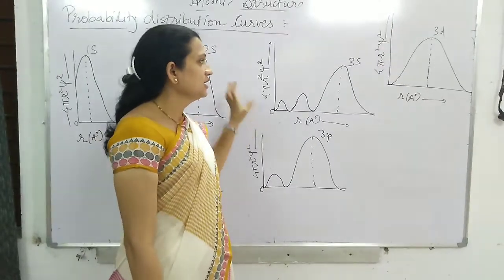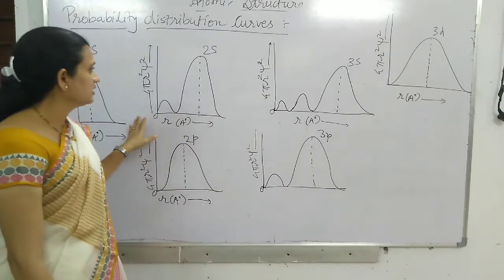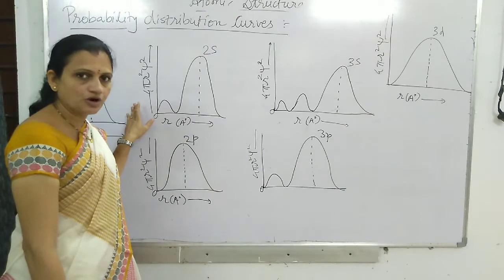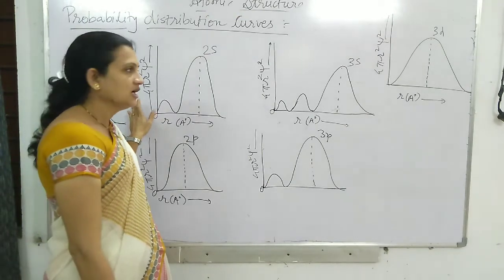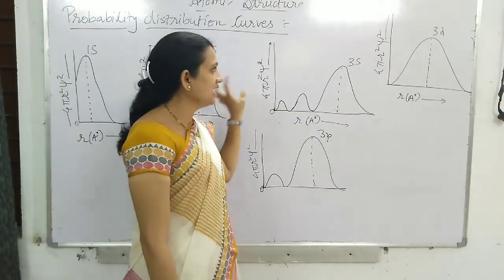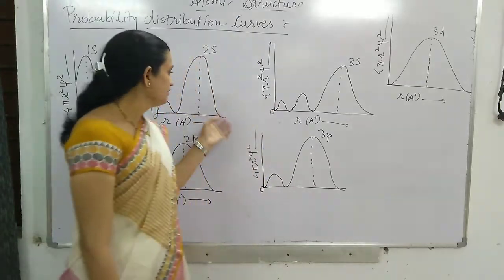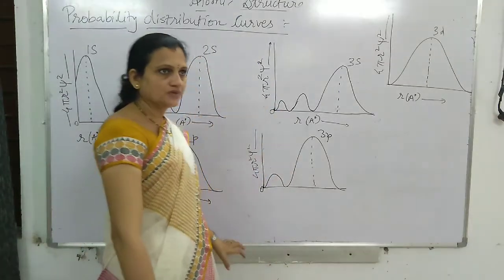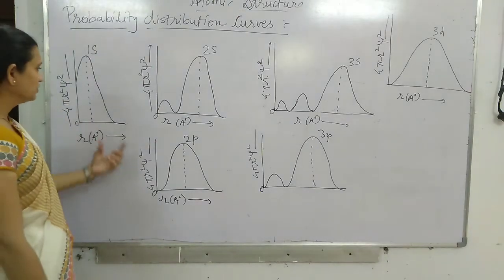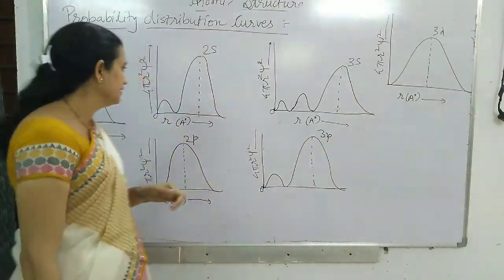We can see that the different curves for different orbitals show the probability of finding an electron in that particular orbital. Now we will see these curves one by one. We can start from the 1s orbital. See, there are some general features of these curves.